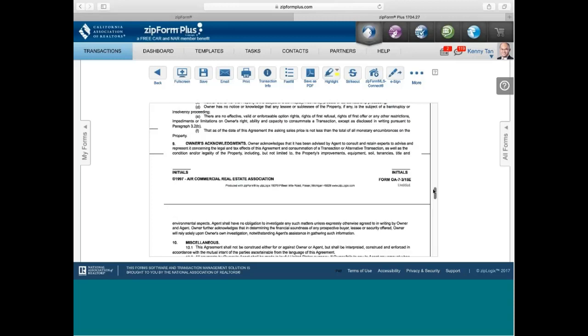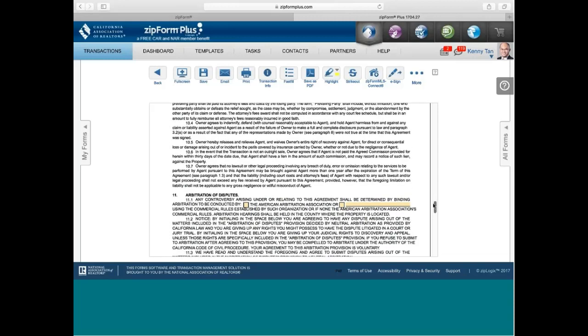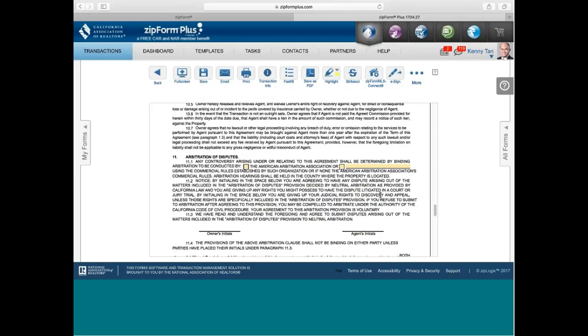Miscellaneous. Not important, but the arbitration clause is important. So our new policy now will be to have our client initial the arbitration clause, and we initial the arbitration clause. If you don't know who to pick for arbitration, usually we just pick the AAA. Check this box. Okay.